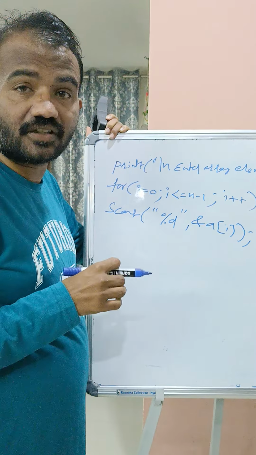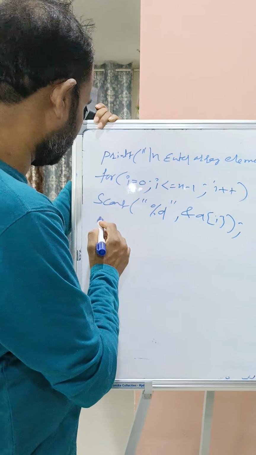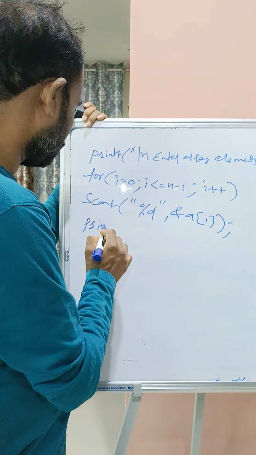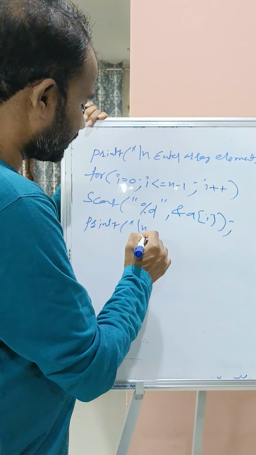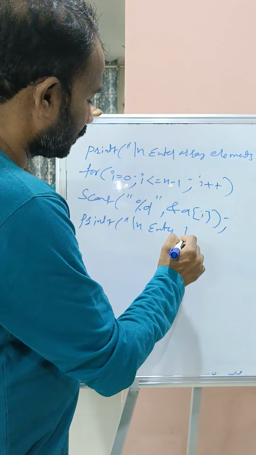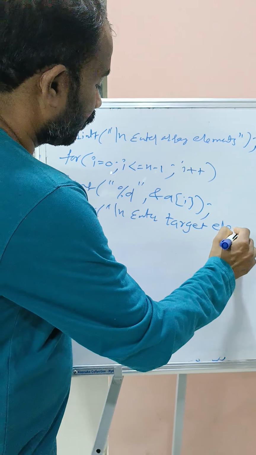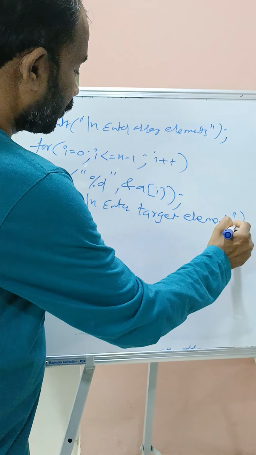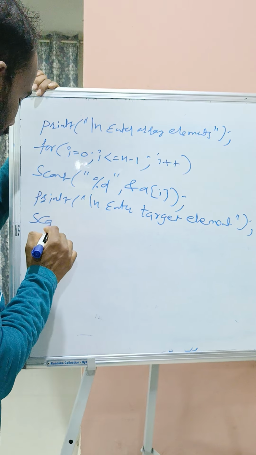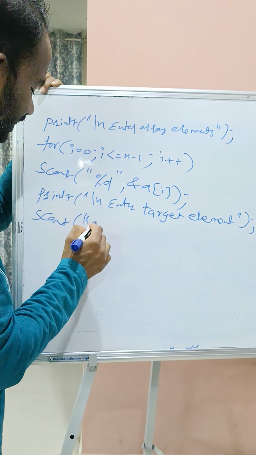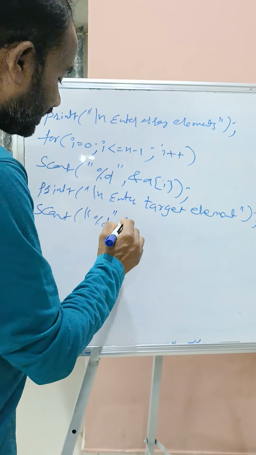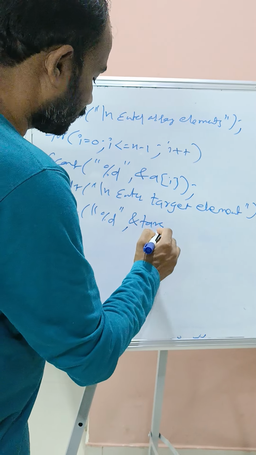Now what is our third step? We need to enter the target element. Printf "\n enter target element". Scanf "%d". So what is the name of the target element? Target only.